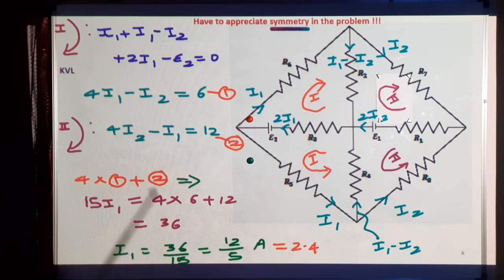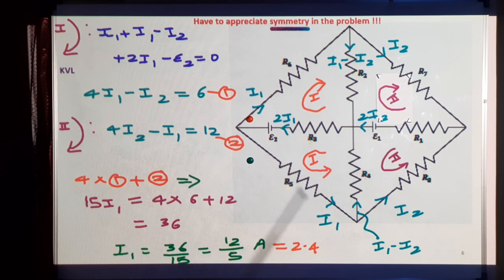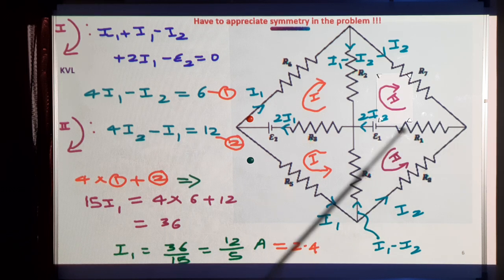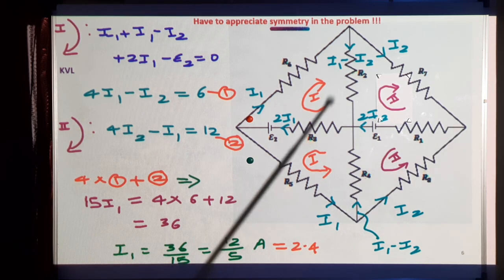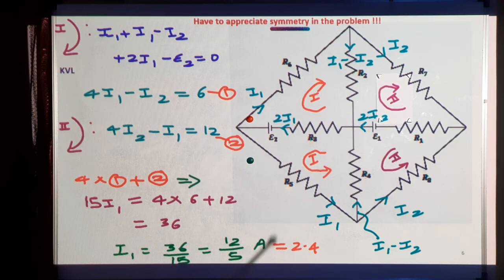This is what I did here. So this circuit has got a symmetry about this horizontal line. All the resistors are equal. So if current I1 flows here, the same I1 will flow here. So that means this current will be 2I1. Similarly, this I2 is entering here, I2 will enter here also. So this current is 2I2. And this current can be got as I1 minus I2 by KCL at this node. So once you appreciate the symmetry of this problem, then it's very easy.